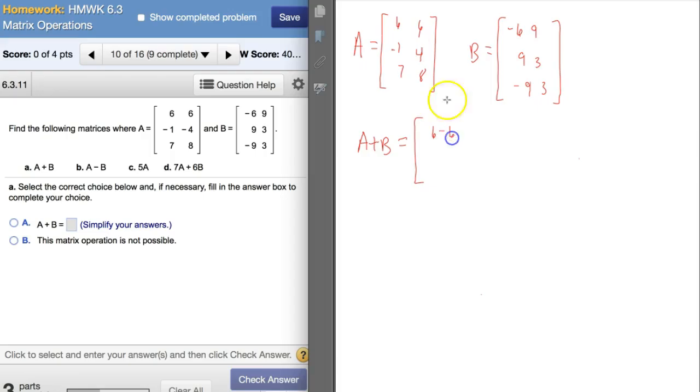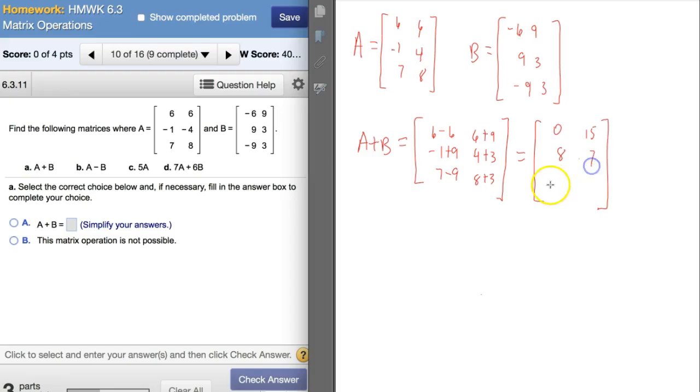So we'll have 6 minus 6 for this first one. We'll have 6 plus 9 for the second one. 1, negative 1 plus 9 here. 4 plus 3 there. 7 minus 9 there. And 8 plus 3 there. And of course, we just get the results. So that's 0, 15, 8, 7, negative 2, and 11. So that's what A plus B will be.